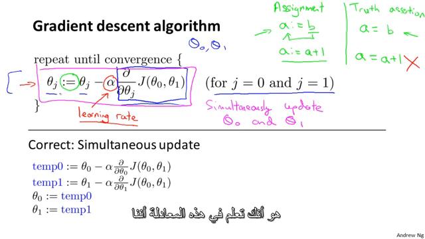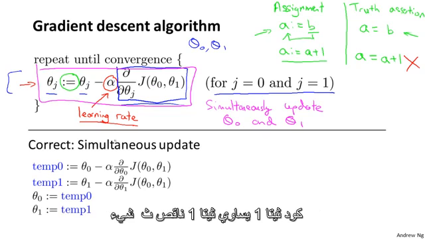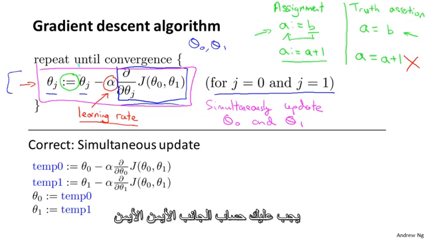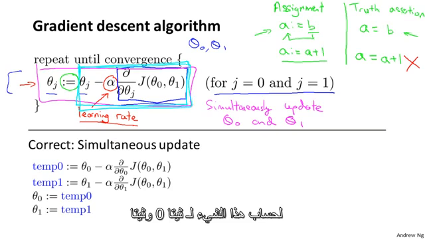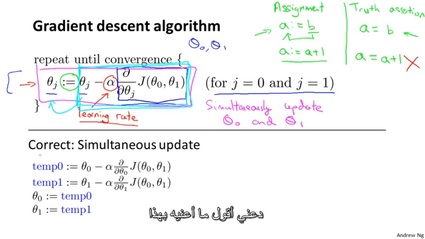What I mean by that is that, in this equation, we're going to update theta 0 colon equals theta 0 minus something, and update theta 1 colon equals theta 1 minus something. And the way to implement this is you should compute the right-hand side for theta 0 and theta 1, and then simultaneously, at the same time, update theta 0 and theta 1. Let me say what I mean by that.